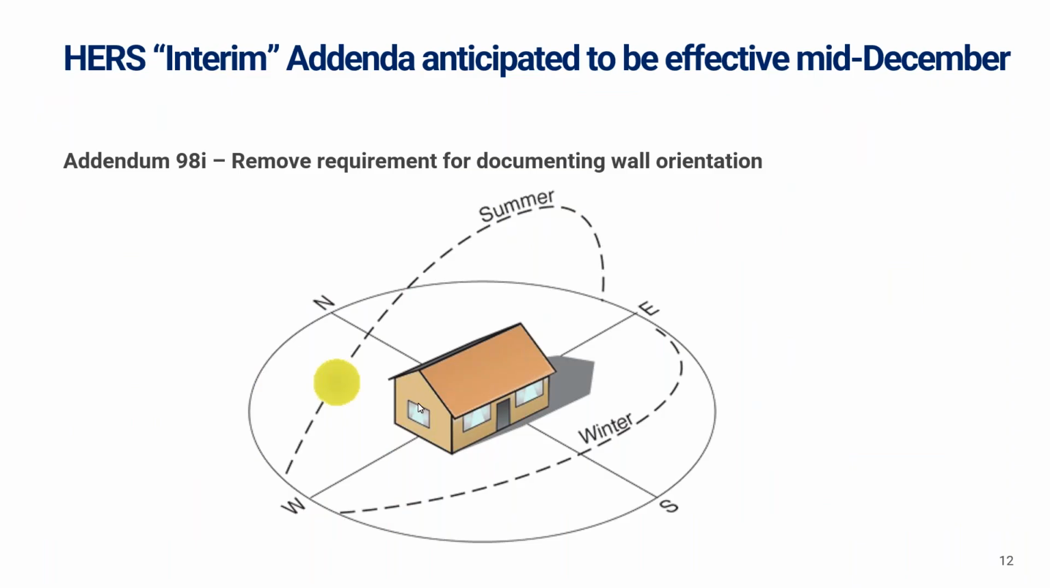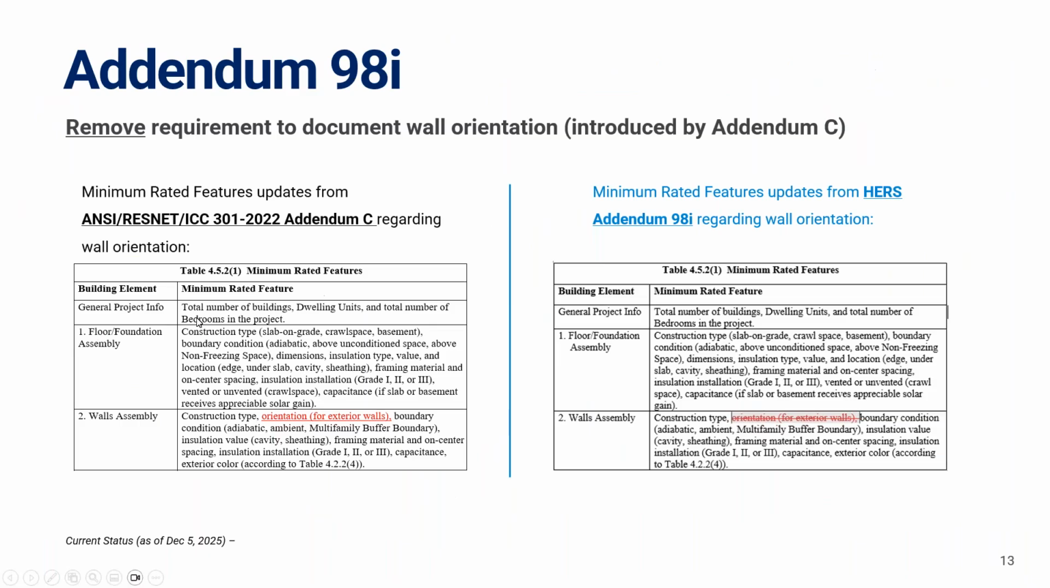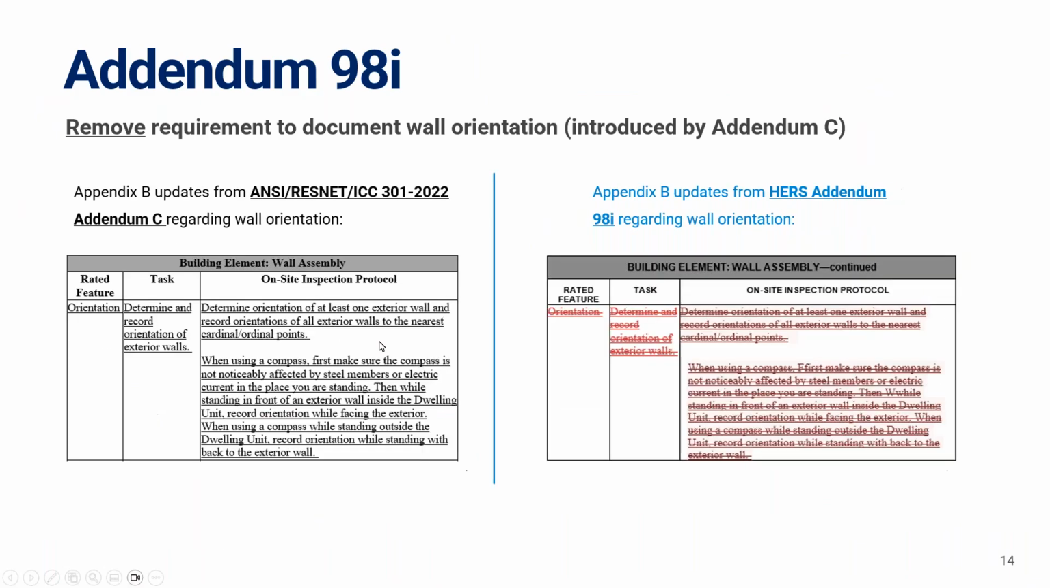So either way, just given the disruption related to this change, we decided it's probably best to reconsider how we do this. And so what we've done, I think I have control again. Can I click? Yes, okay. So for this Addendum 98I, we've basically just removed the changes that we added in that Addendum C. So we removed the requirement to collect orientation from the minimum rated features, and in the inspection protocol, we've just removed that from the list entirely. So we're reverting back to how things were before.